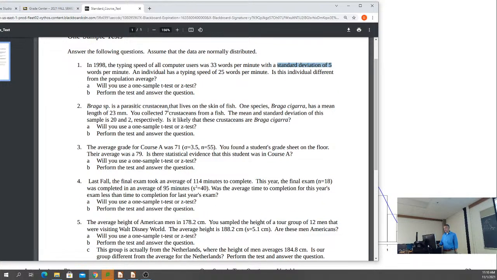All right, number 2. One species has a mean length of 23 millimeters. We have 7 samples, with a sample mean and standard deviation of 20 and 2. So, is this a t-test or a z-test? Z-test. Why? Which one's our population? One species. We've defined the species. The species itself is the population, which consists of all individuals.